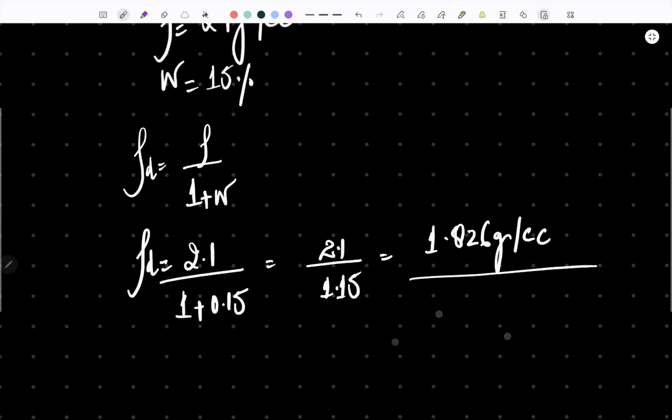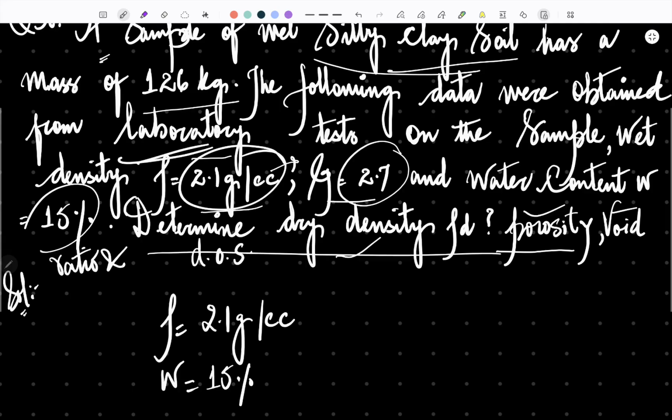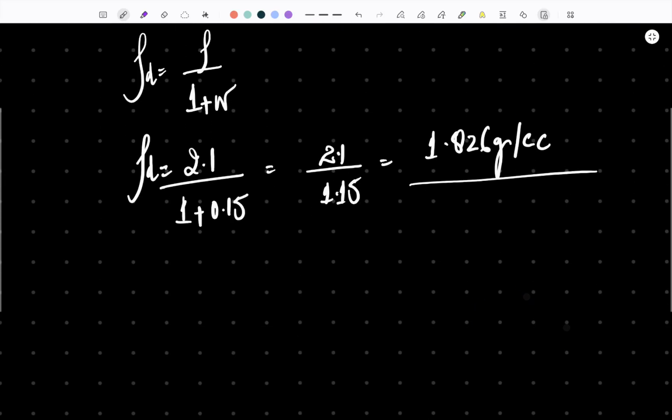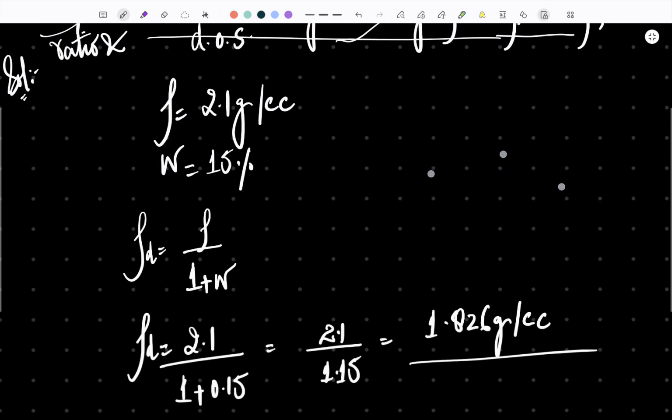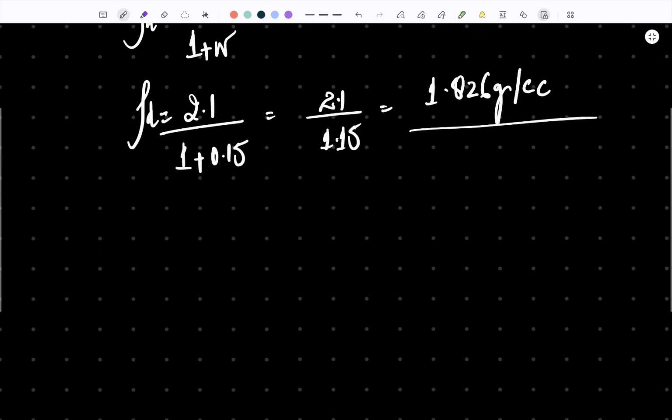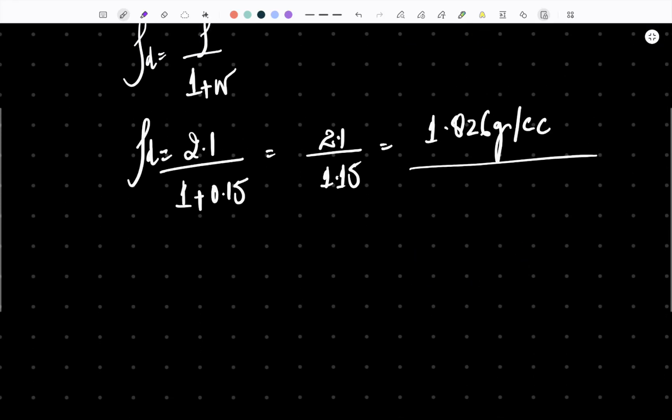So the first part of the question is completed. The first parameter that the question demanded, the dry density, has been found equivalent to 1.826 grams per cc. Moving forward, we have to find the porosity. For that, I'll be finding the void ratio first. And how will I arrive at my void ratio?